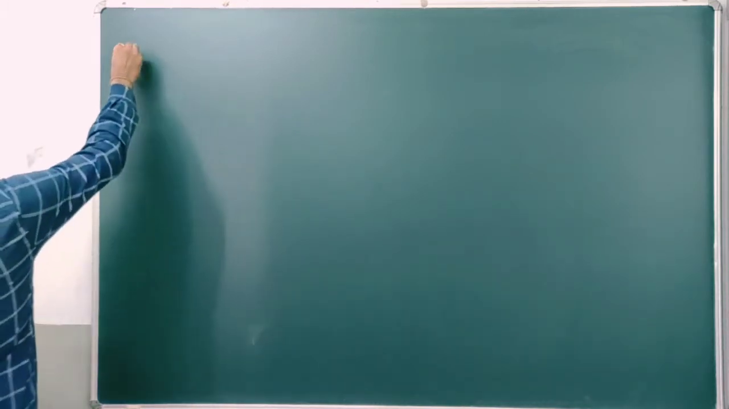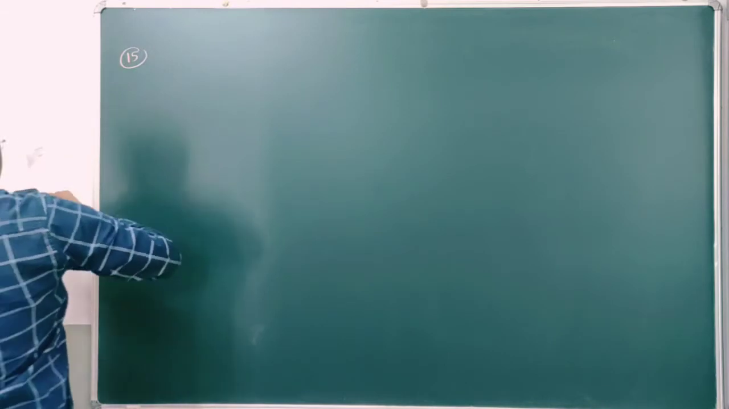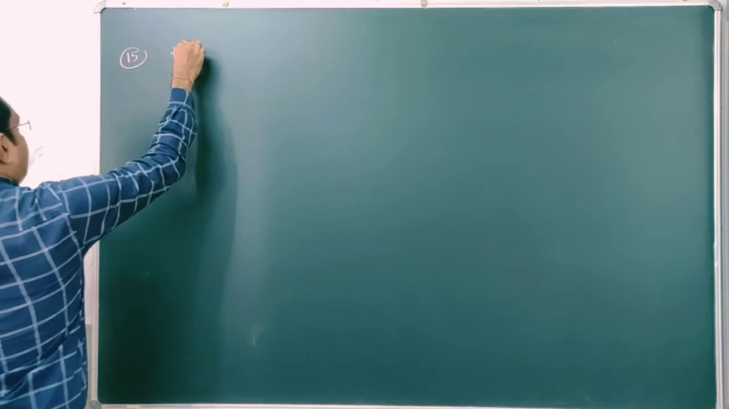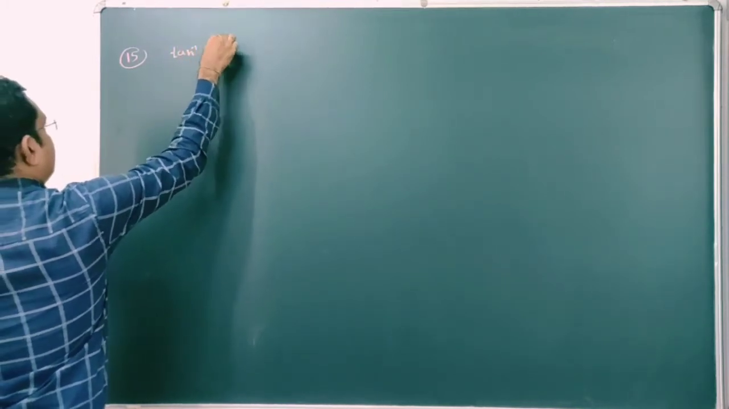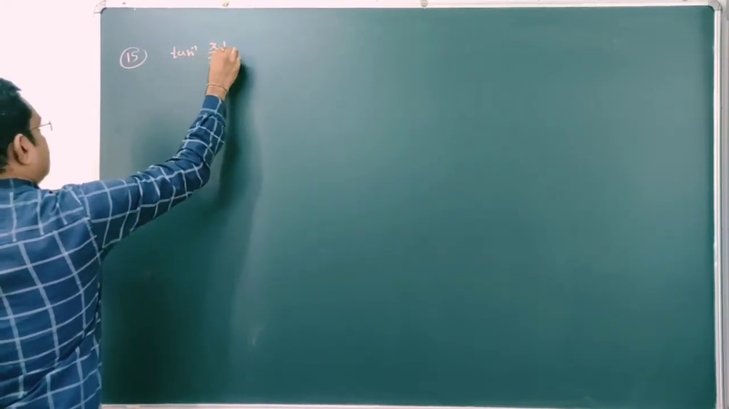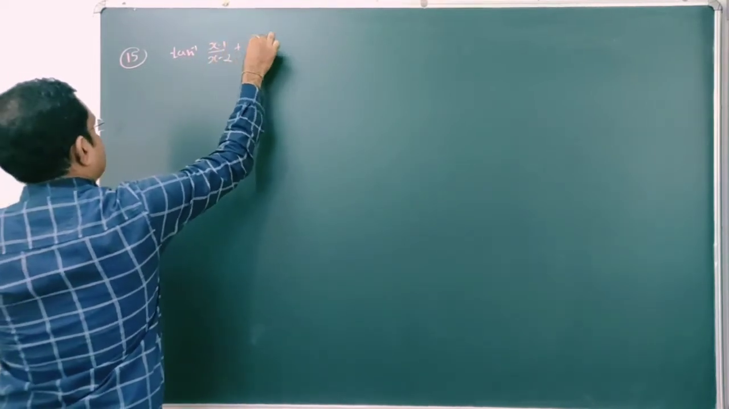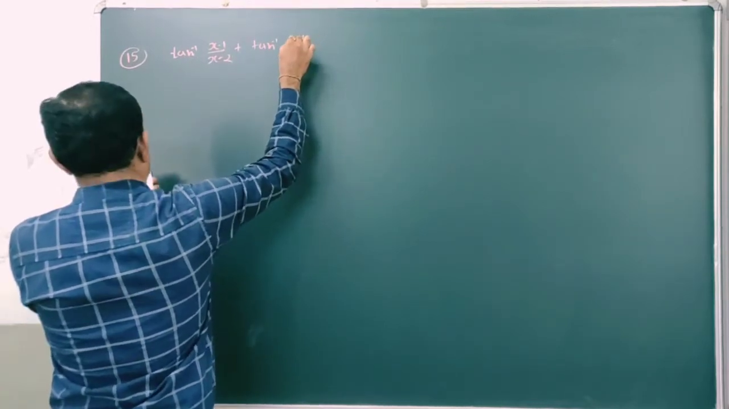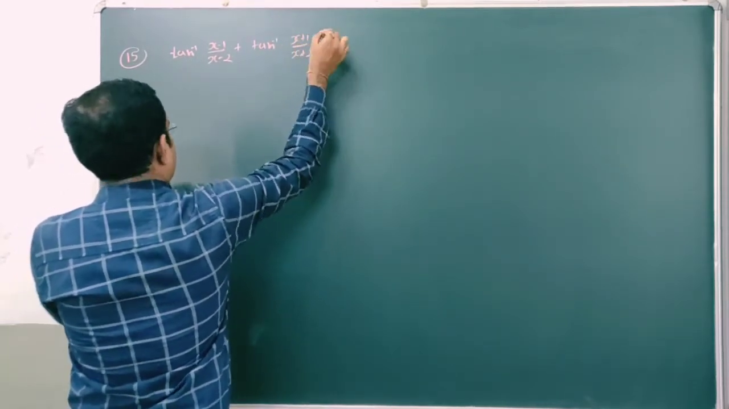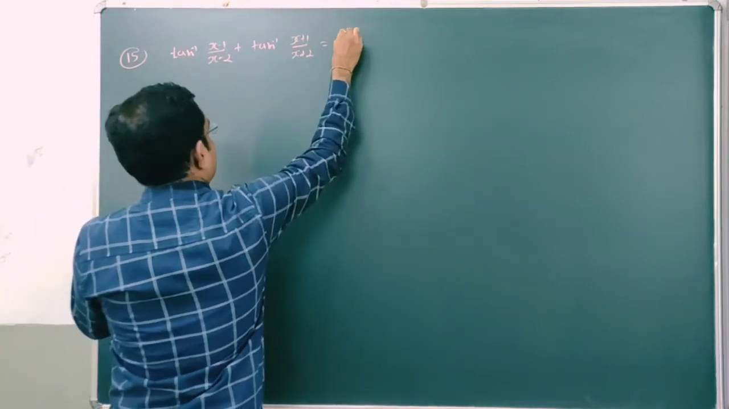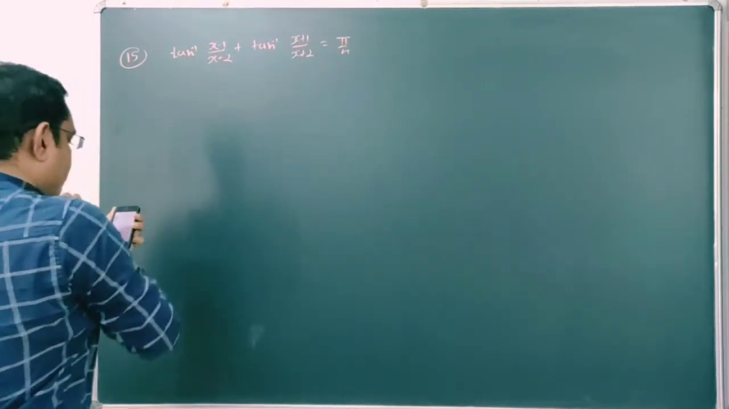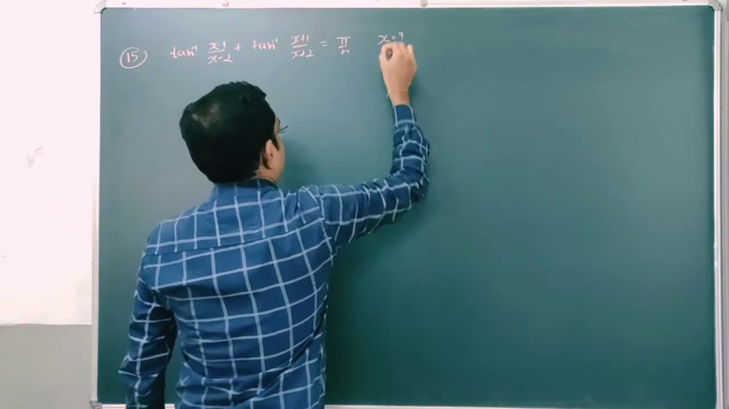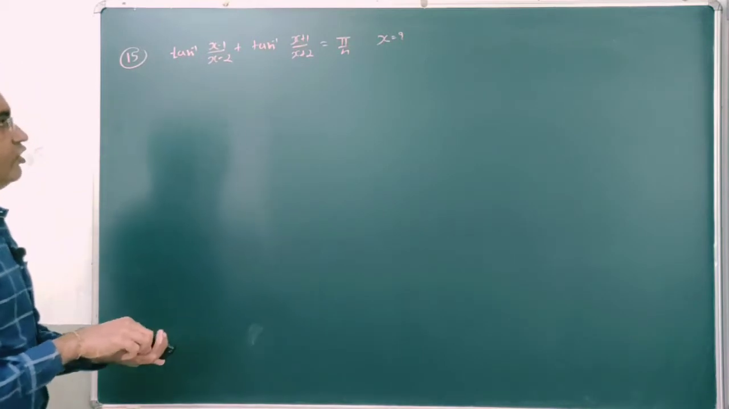So question number 15. Question is, if tan inverse x minus 1 upon x minus 2 plus tan inverse x plus 1 upon x plus 2 is equal to pi by 4, this is given. If this is equal to pi by 4, then find the value of x. We have to find the solution of this equation. So what is the value of x?